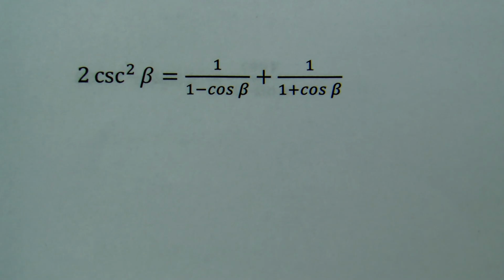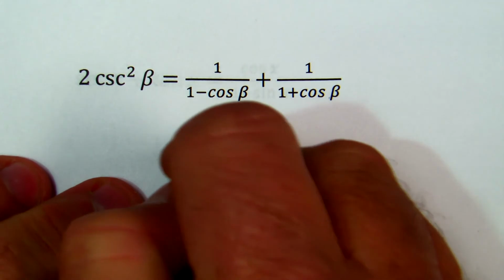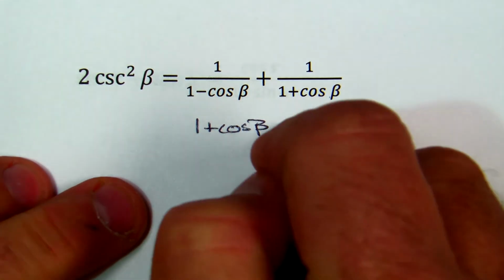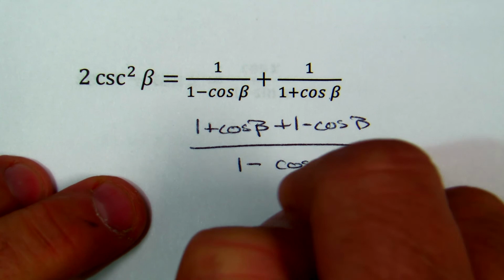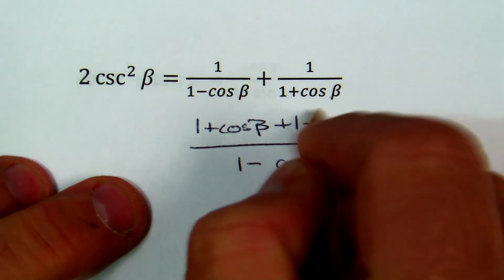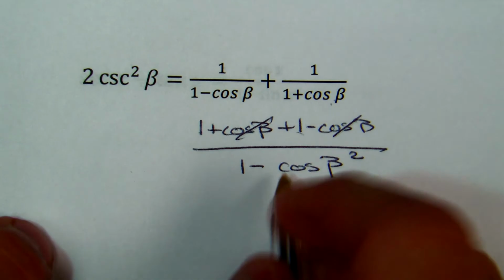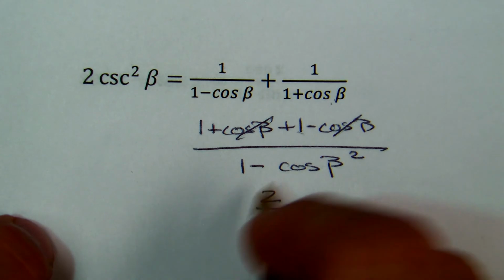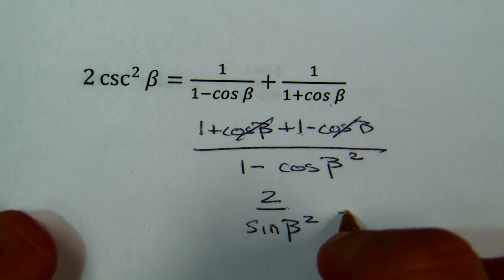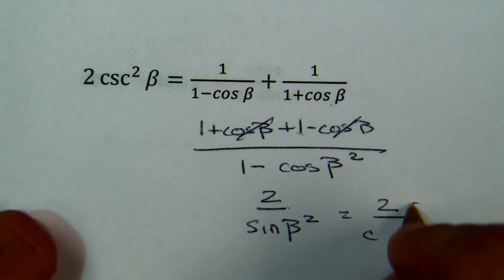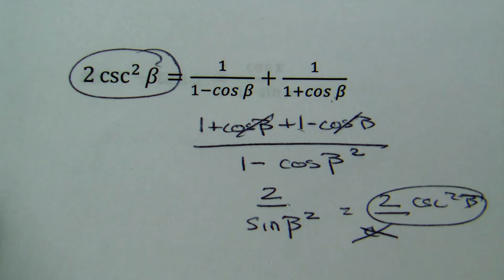Similar idea. This problem is pretty much the same thing, just with a different trig function. I'll walk through it real quick. 1 times that would be 1 plus cosine beta. 1 times that would be 1 minus cosine beta. Over 1 minus cosine beta squared would be the result of multiplying those, because once again the outers and inners will cancel out. These will cancel out as well, give me 1 plus 1. 1 plus 1 is 2. 1 minus cosine squared beta is sine squared beta. The inverse of sine is cosecant, so I end up with 2 cosecant squared beta. And then you'll notice once again they're exactly the same. Okay?